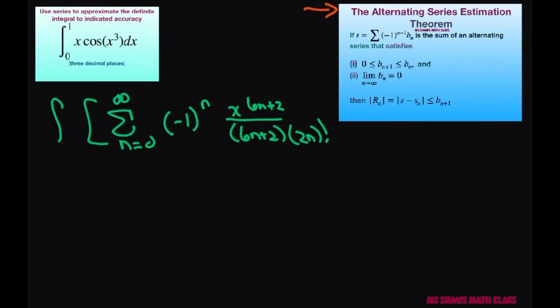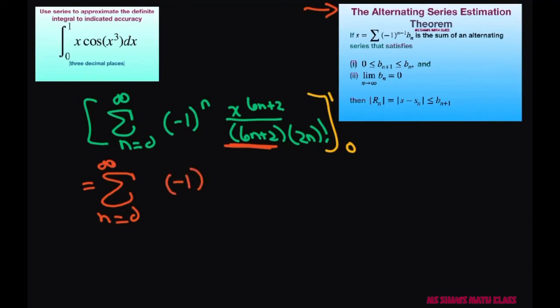So we already integrated that. I should take that off. That's why I was a little hesitant there. And then we're going from 0 to 1 over that interval. Now this is going to equal the sum. When you simplify this part here, we're going to get the sum n equals 0 to infinity of negative 1 to the nth power divided by 6n plus 2 times 2n factorial.